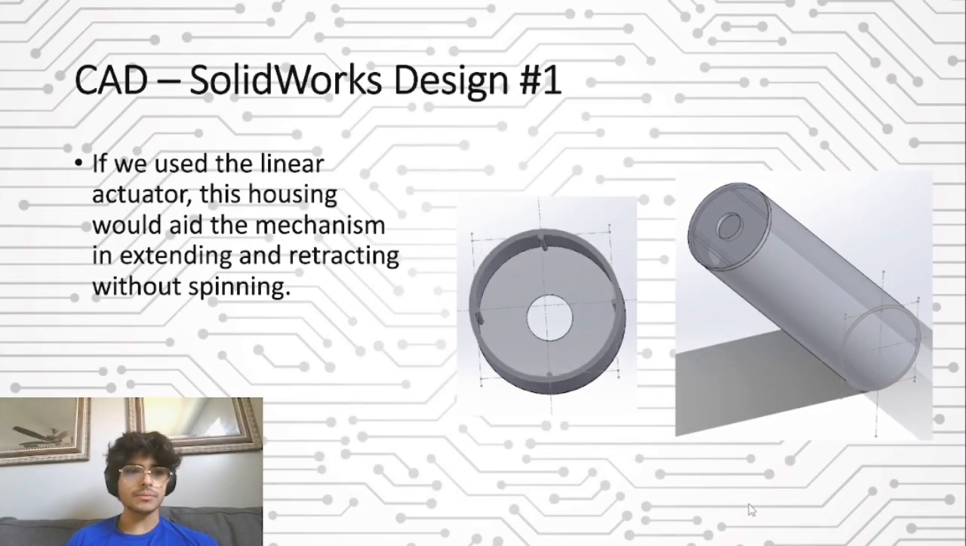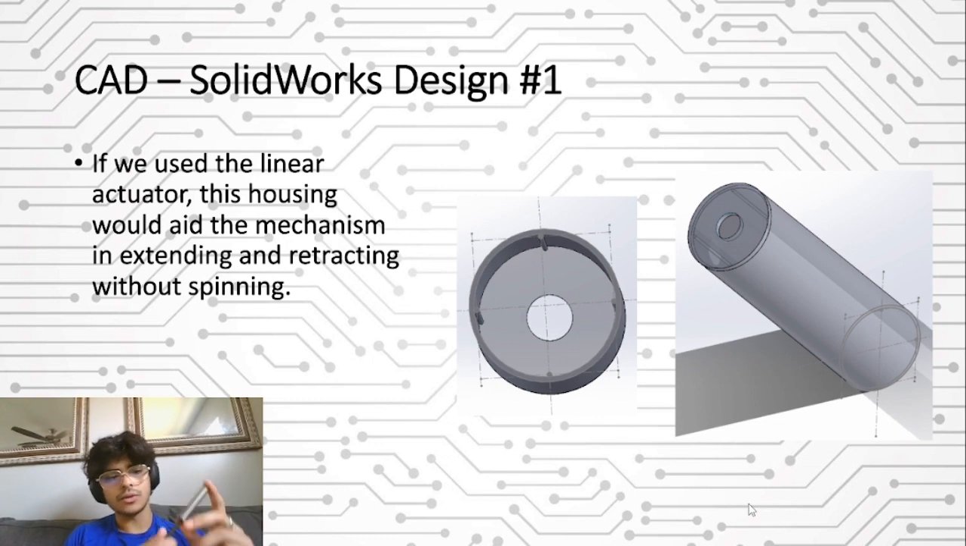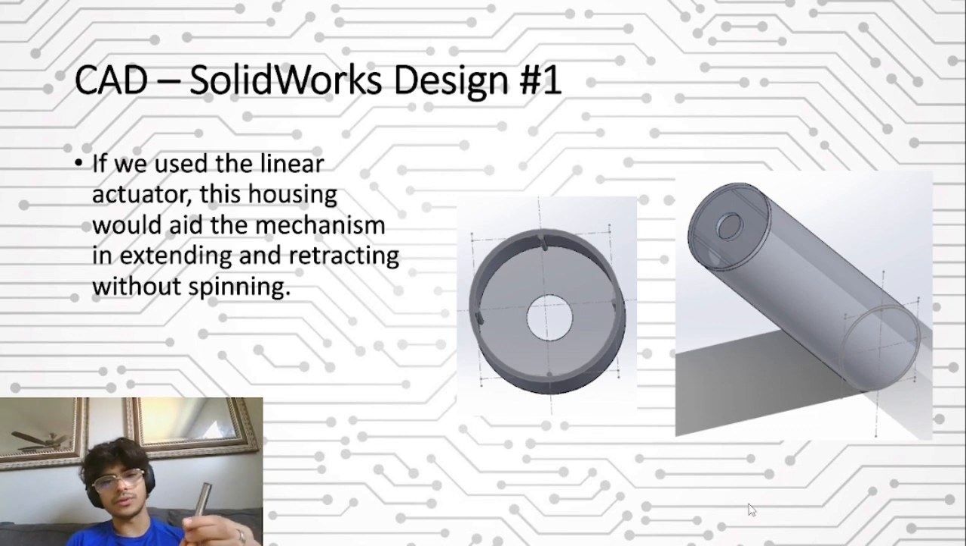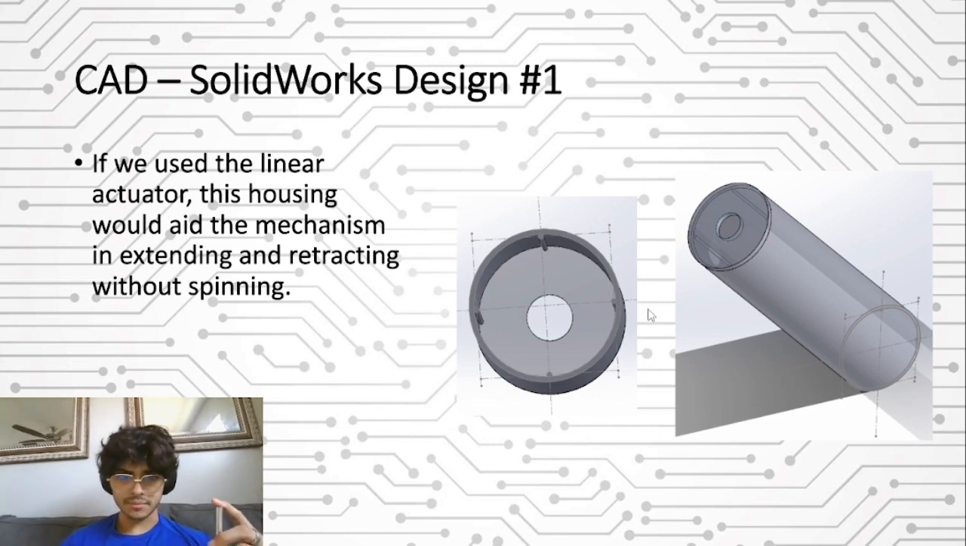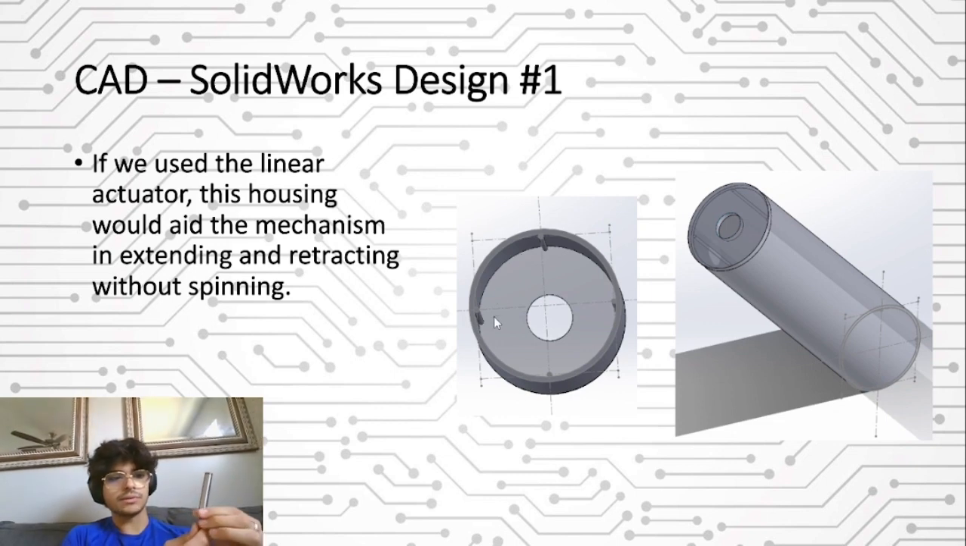All right, for this slide, I'm going to be going over the CAD SolidWorks design. Essentially, for our first idea, we were going to do a linear actuator, which consisted of this bolt, this nut, and this metal tubing. This CAD design was basically going to be a housing for this whole linear actuator. We designed it in order to counteract the spin of the whole system, because that is an issue that we ran into. The CAD design with these divots, or these partitions, would allow the mechanism to extend and retract without spinning.